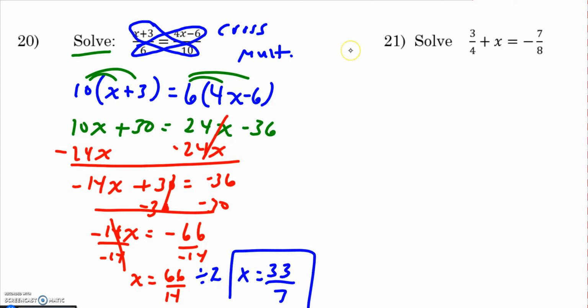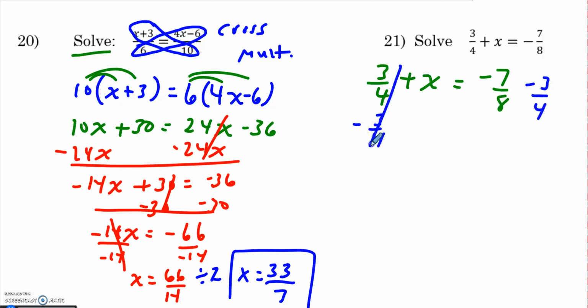Speaking of fractions, the good times continue to roll with number 21. As I said during the first week, fractions shall never go away. You're welcome. So if we look at 21, I just rewrote the problem for room. This is not, let me repeat, not a situation where we're going to be using the reciprocal, because the 3/4 is not multiplying the x, it's being added to the x. So the only way we can get rid of it is to subtract 3/4 from both sides.